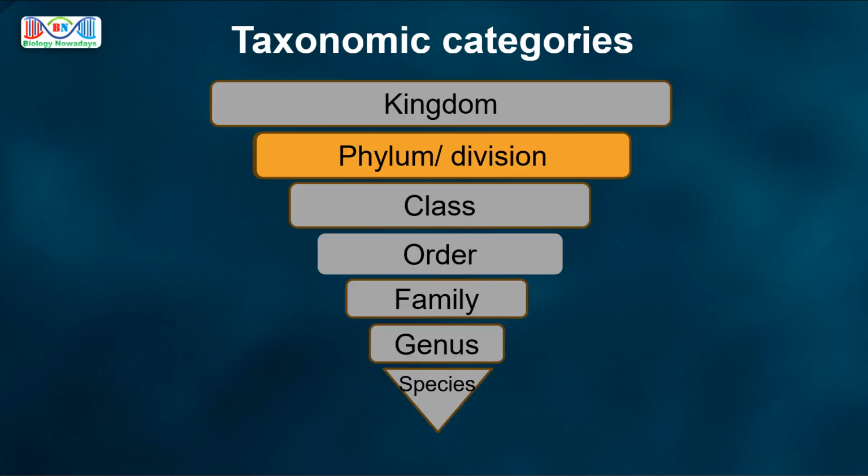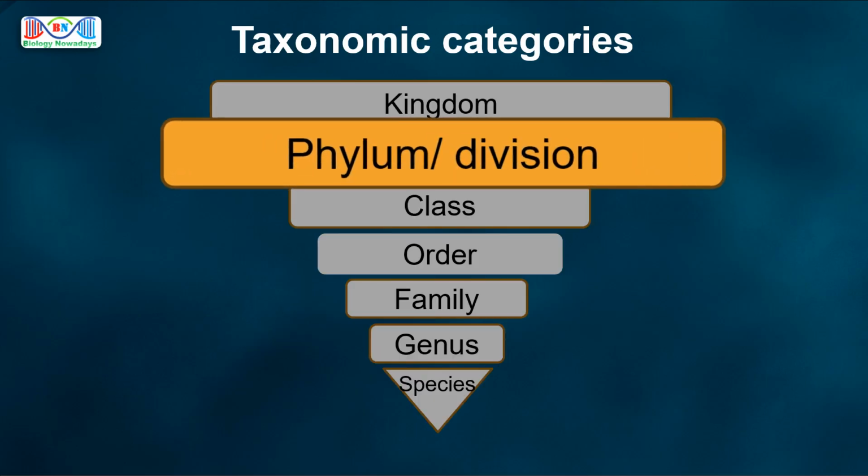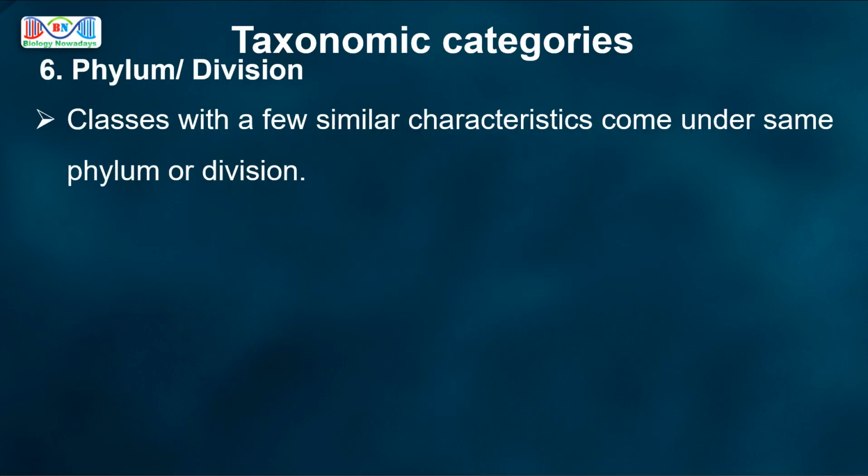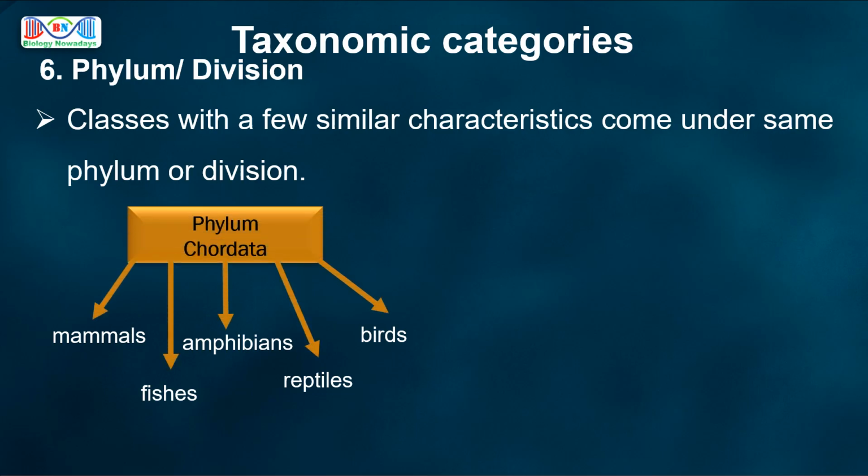Next higher category is phylum in case of animals or division in case of plants. Plural form of phylum is phyla. Classes with a few similar characteristics come under same phylum or division. For example, animals belonging to various classes like mammals, fishes, amphibians, reptiles, birds, etc. come under the phylum Chordata.